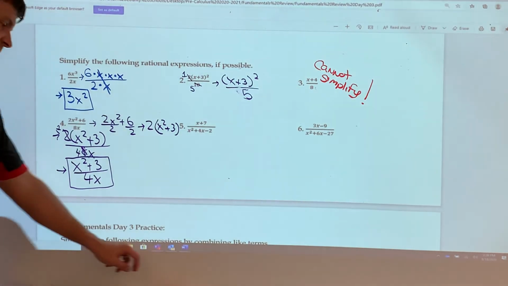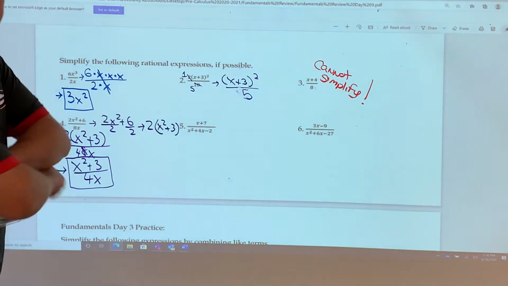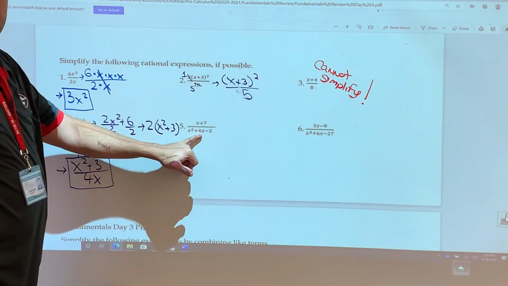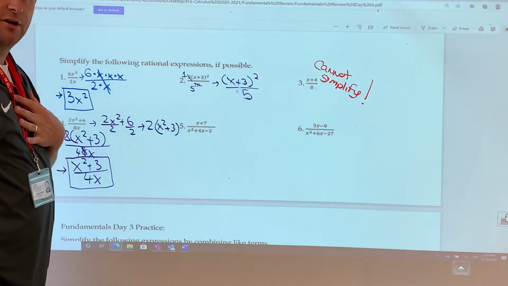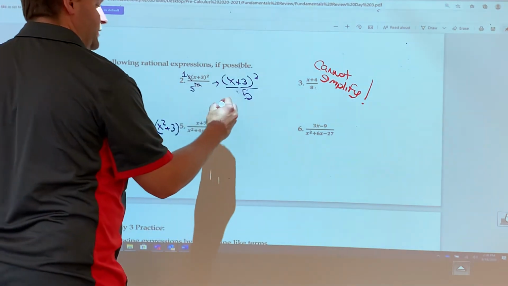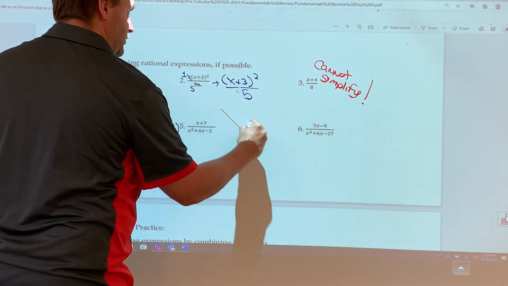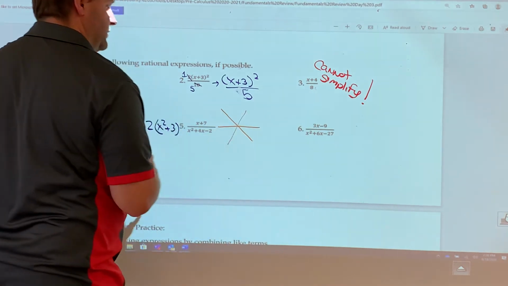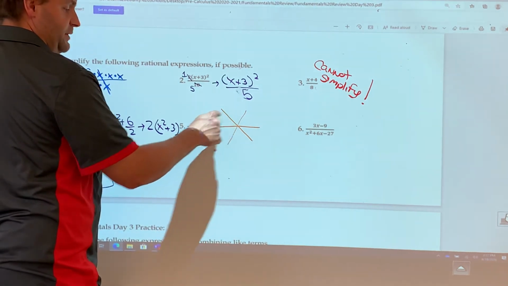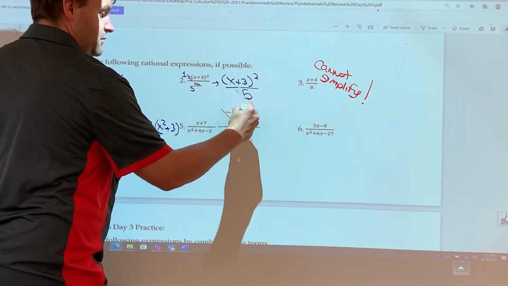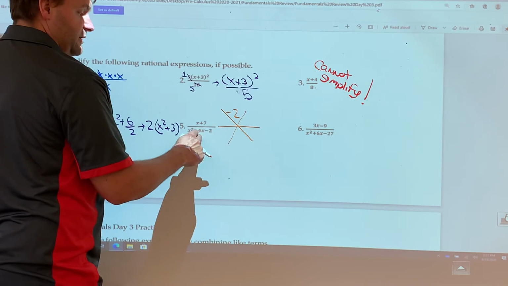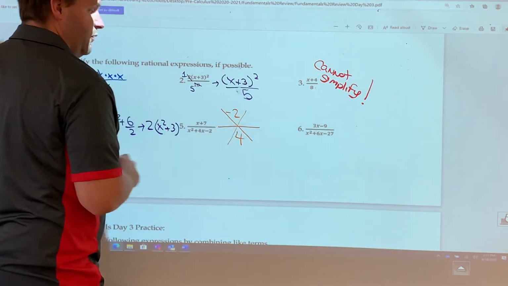All right, let's look at number 5. Here we've got a binomial over a trinomial. Whenever I see a trinomial, I automatically think star method. Again, we will go over this in more detail on Thursday, but here's how you do it. We draw our star, and we take the first coefficient times the last coefficient up here. What is 1 times negative 2? Negative 2. We take the middle coefficient next to the x and write it down here. That coefficient is 4.